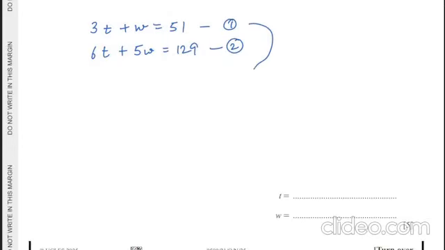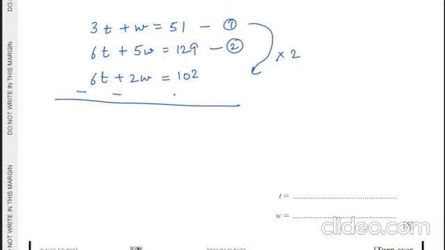We can use elimination method. So what I'm going to do is multiply 2 in my first equation. So multiplying each and every term with 2 here, I will get this, and second equation as it is. And now I'm going to subtract the two equations, so changing the sign of each term of the bottom equation. 6T minus 6T cancel. 5W minus 2W is 3W. 129 minus 102, 9 minus 2 is 7, and 2, 27. So W is equal to 9.